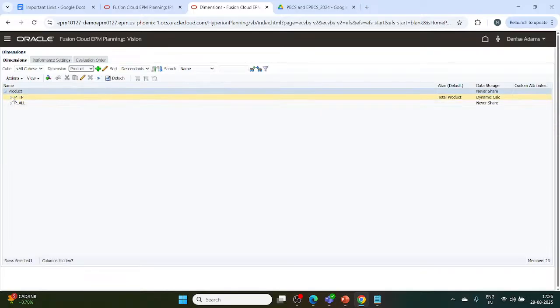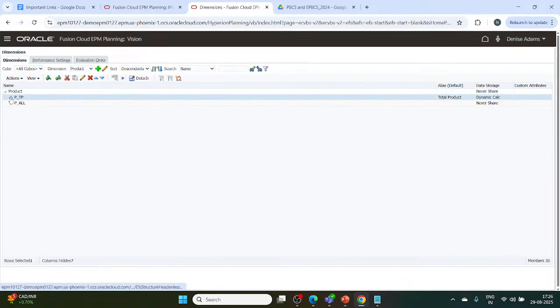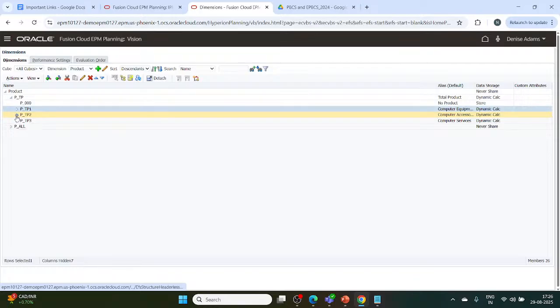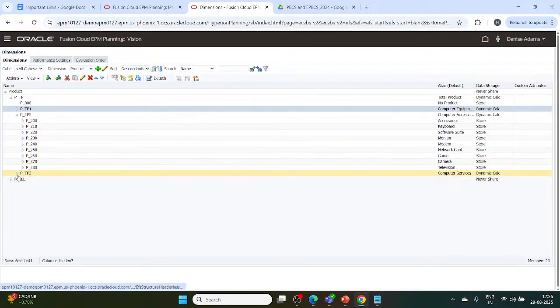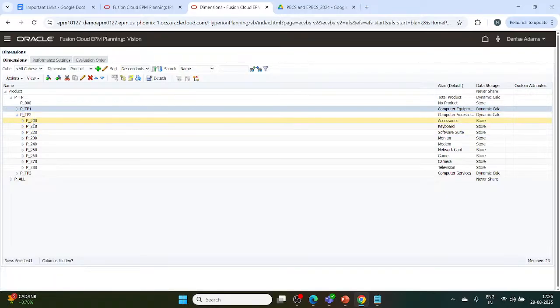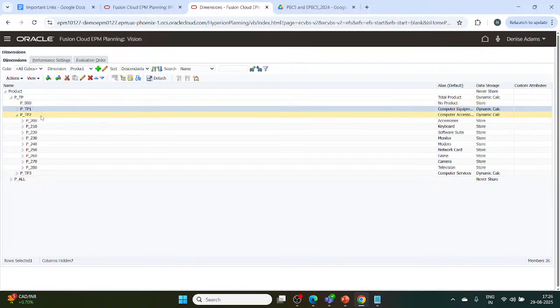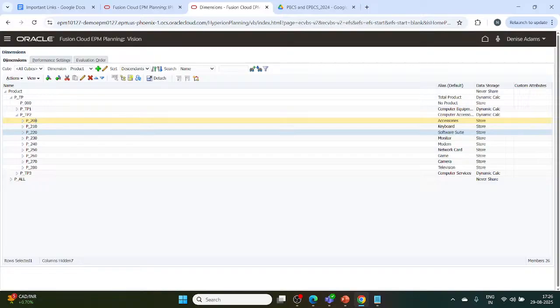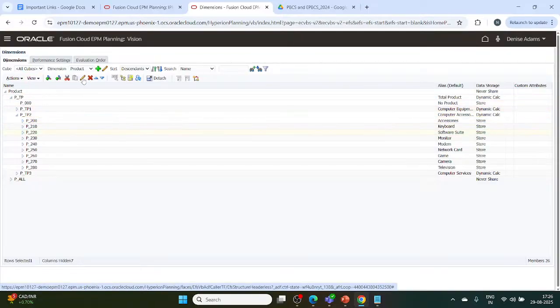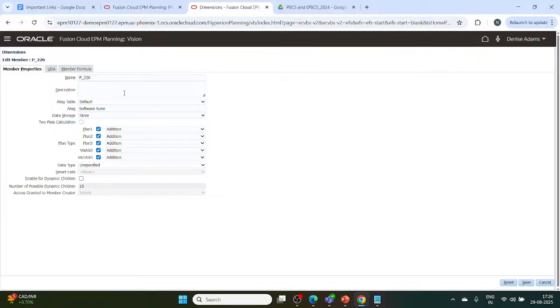Here, the product. What are the products? There are different products like computer equipment, computer accessories, keyboard, monitor, network, game, camera here. The product which we can create by putting a GL code here, like P200. So it's one kind of GL code. One minute, I'm editing it here. Yeah, so P220. So Adias is a software suite.